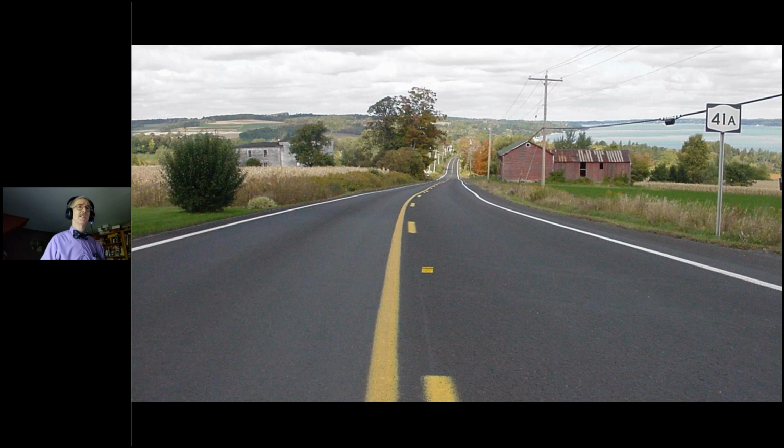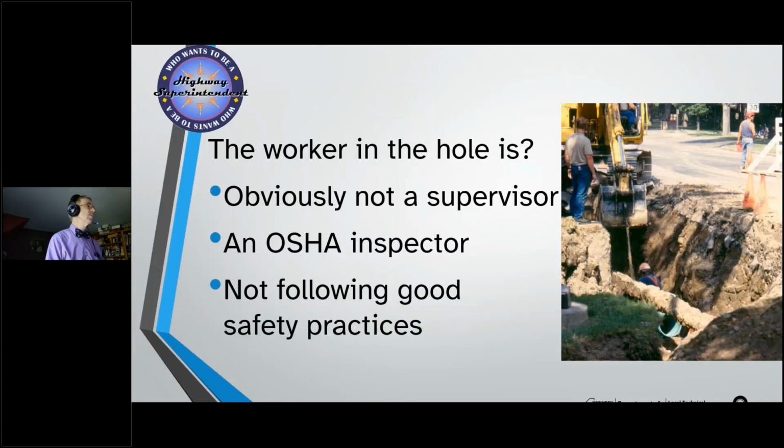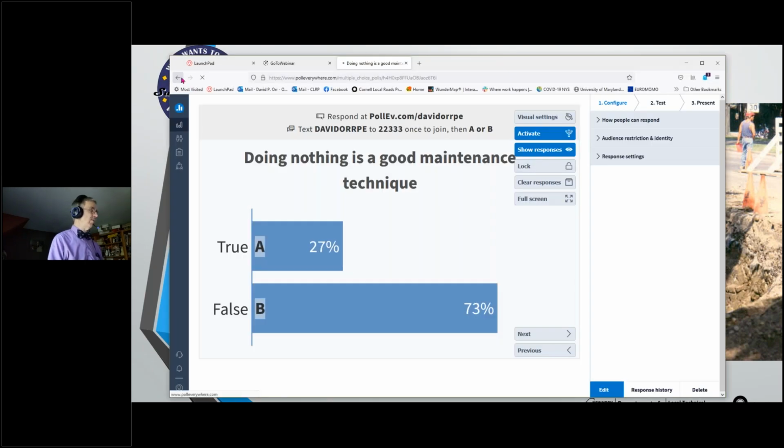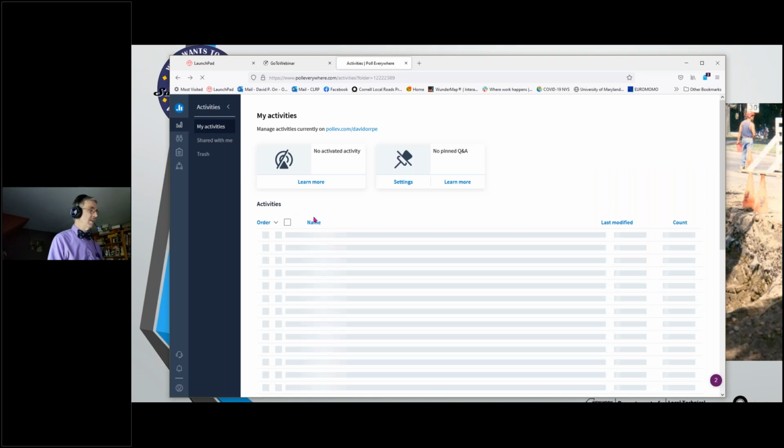Okay, our next one. When my slide decides to wake up. While my slides go through, I will. Okay, so our next question is, the worker in the hole is obviously not a supervisor, is an OSHA inspector, or is not following good safety practice. And I will come over here to poll everywhere, and I'll activate the next one.